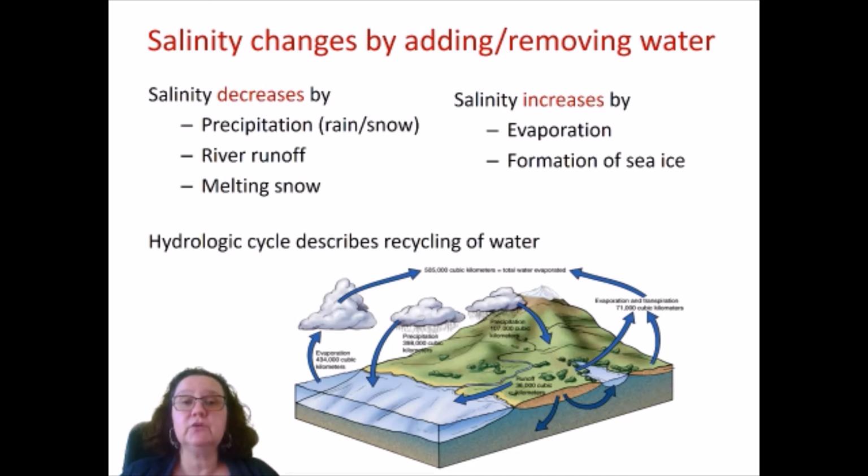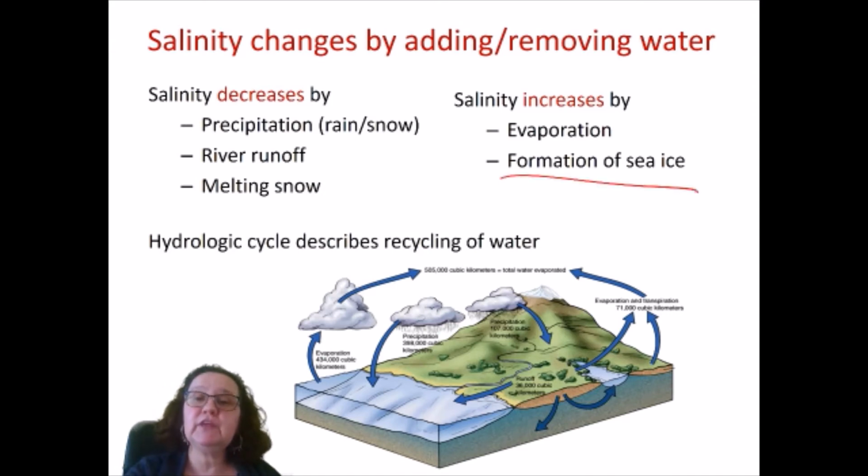And melting snow. Salinity will increase when there is evaporation, for example at high temperatures, or by the formation of sea ice, because then you are removing water, which becomes a layer on the surface, and the water underneath will be more salty.